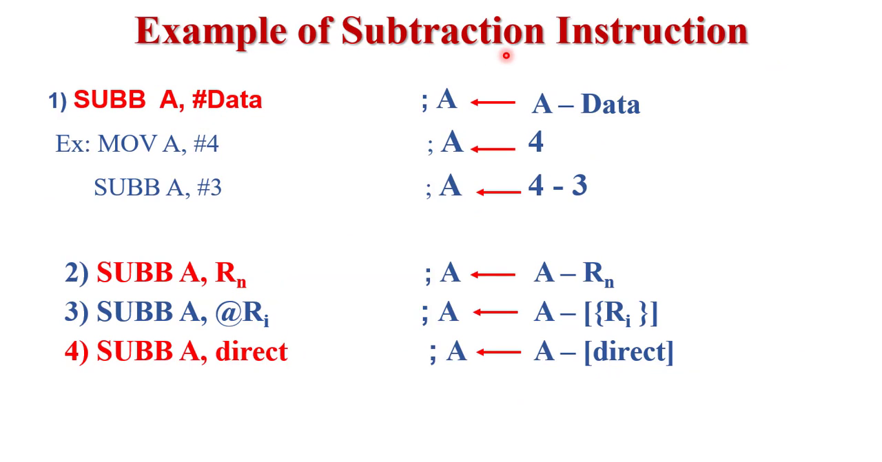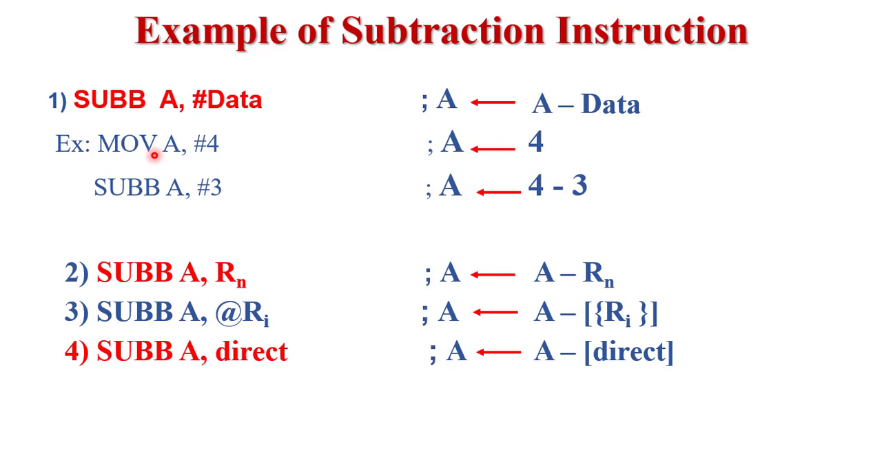Now example of subtraction instruction. Here subtraction instruction is given with the help of different addressing modes. So the first example is SUBB A, #data. This instruction is an example of immediate addressing mode because immediate data is given in the instruction itself. So this instruction tells that subtract the content of accumulator with data given in the instruction and the result stored in the accumulator register. So if we want to solve this instruction, first we load accumulator with some content.